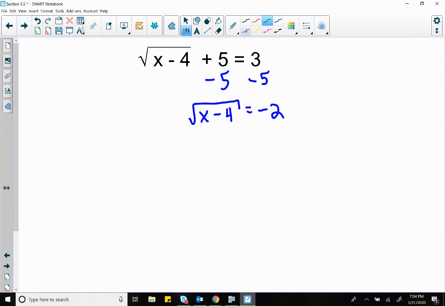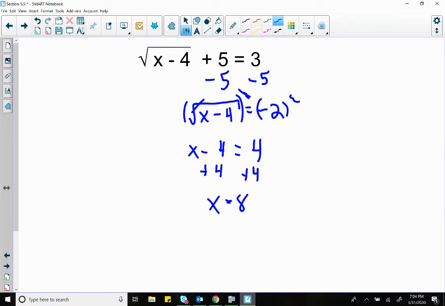Okay. So if we square both sides to get rid of that square root, so the square root and the square take care of each other. That gives you x minus 4 equals, what's negative 2 squared? That is a positive 4, no matter what your calculator tells you. How do I get rid of a minus 4? We're going to add 4. So x is equal to 8.